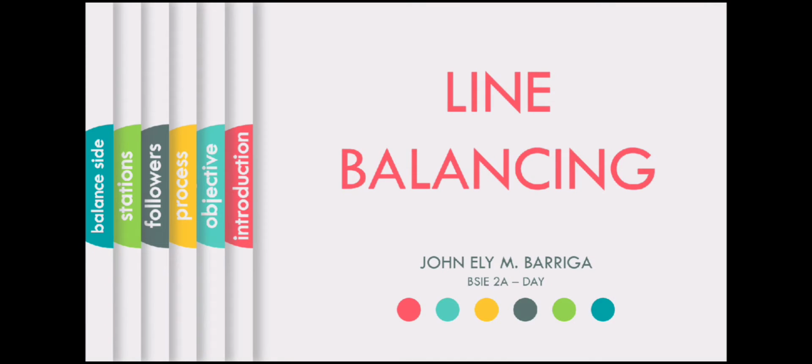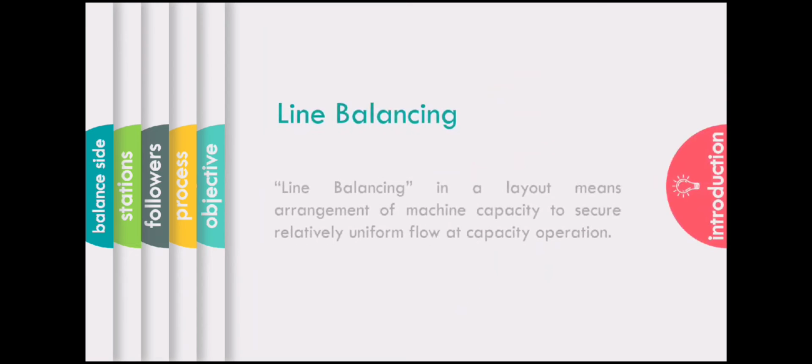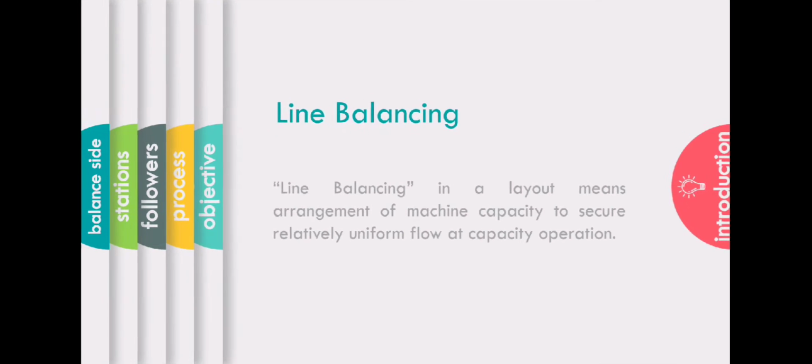Before we proceed to the main discussion, let us know first about line balancing. Line balancing in a layout means arrangement of machine capacity to secure relatively uniform flow at capacity operation. It is also the process of assigning tasks to workstations in such a way that the workstations have approximately equal time requirements. It can also be said as a layout which has equal operating times at the successive operations in the process as a whole.